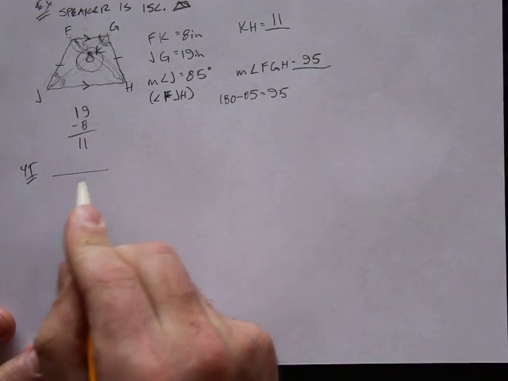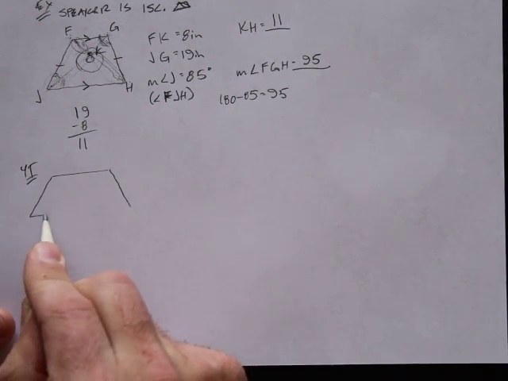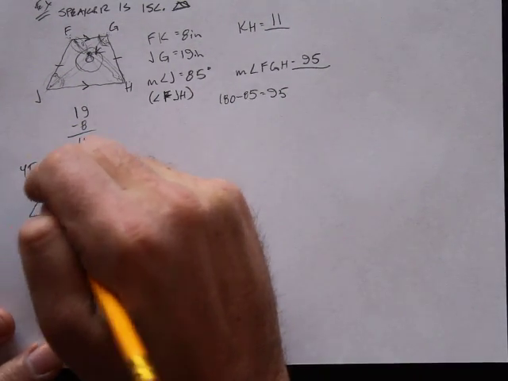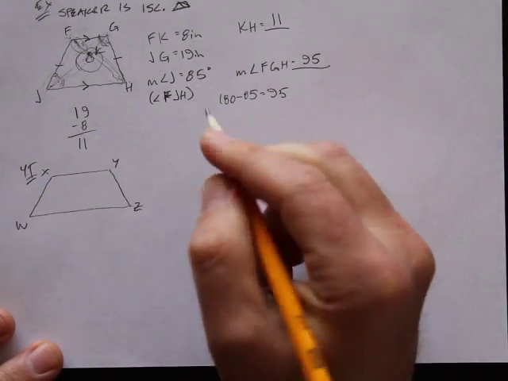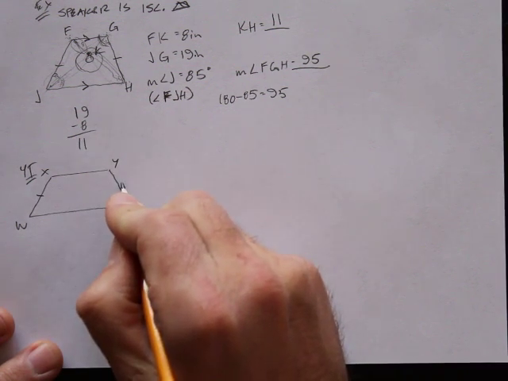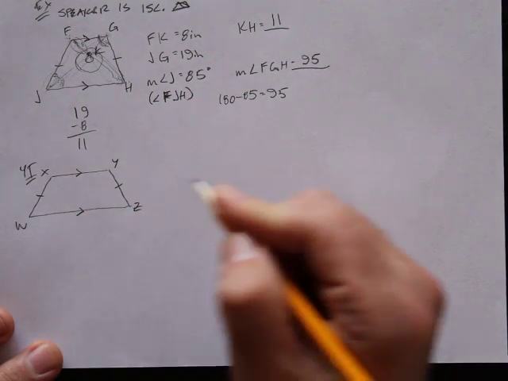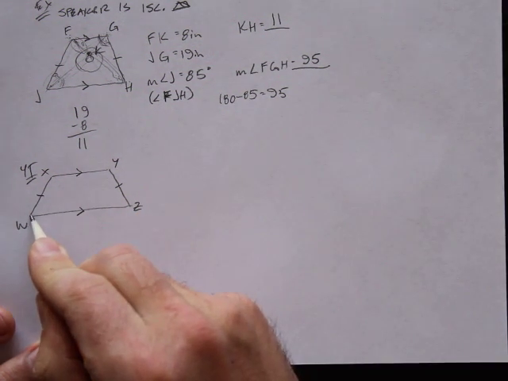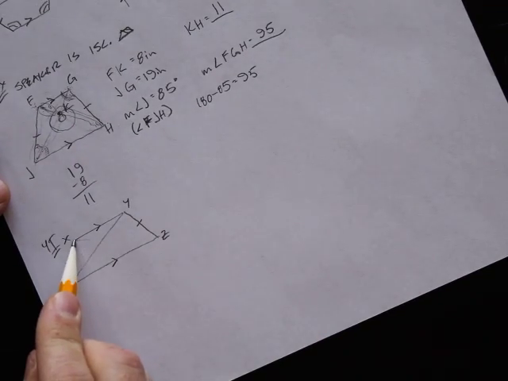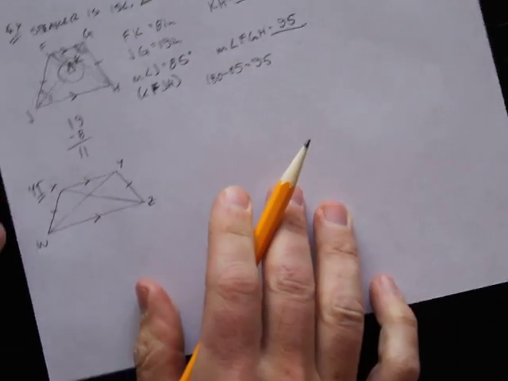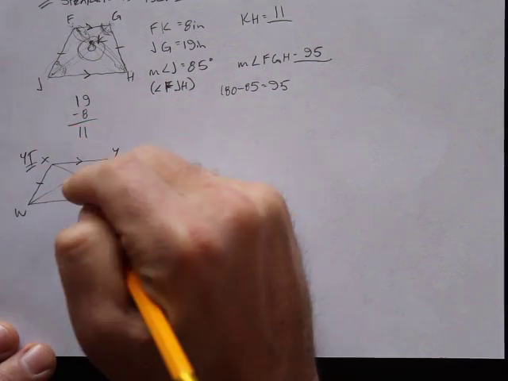I've got another isosceles trapezoid. And this is isosceles trapezoid XYZW. XW and YZ are congruent. XY and WZ are parallel. I have a diagonal coming through from X to Z and from W to Y. And in the middle, where they meet, this is going to be point V.